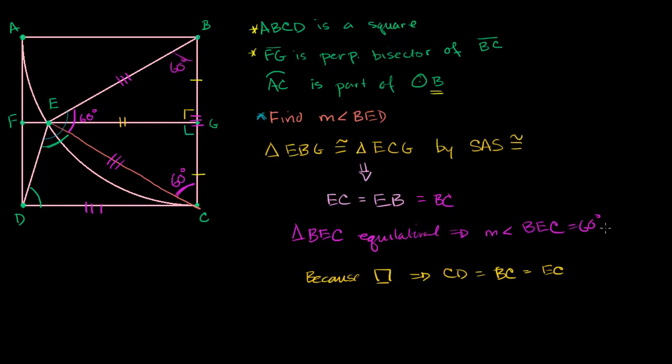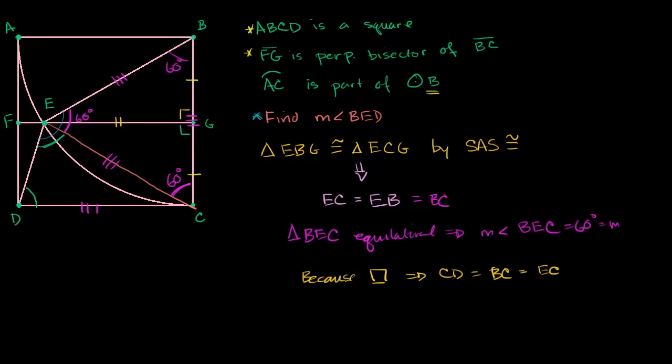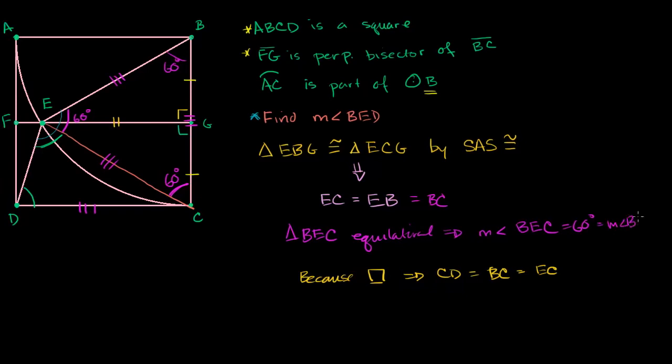In fact, I could write over here, which is equal to the measure of angle BCE. So if this is 60 degrees, we know we're dealing with a square, so this whole angle over here is a right angle. What is the measure of angle ECD? What is this angle right over here? Let me do this in a new color. This right over here is going to have to be 30 degrees. So that is going to be 30 degrees.